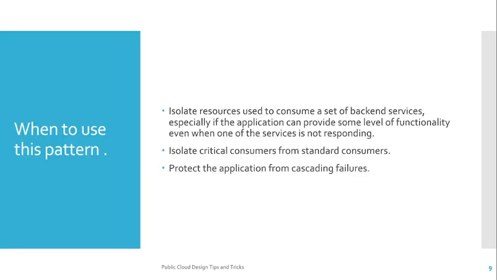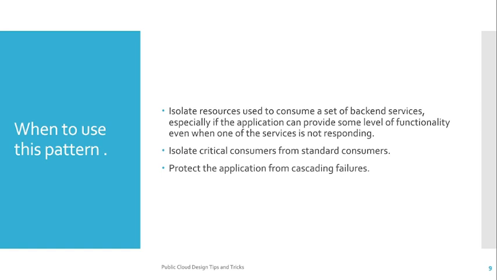Now, when to use the pattern? This is the most important part. Use it when you are trying to isolate resources used to consume a set of backend services. That means you have multiple backend services and you want to partition them according to different needs, especially if the application can provide some level of functionality even when one of the services is not responding. As we understood in the previous diagram, if one component is not responding, the others should keep serving the need.